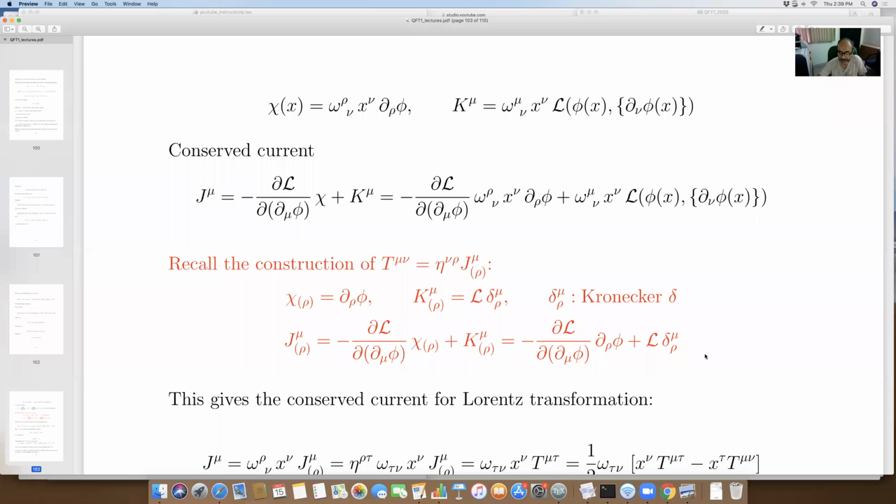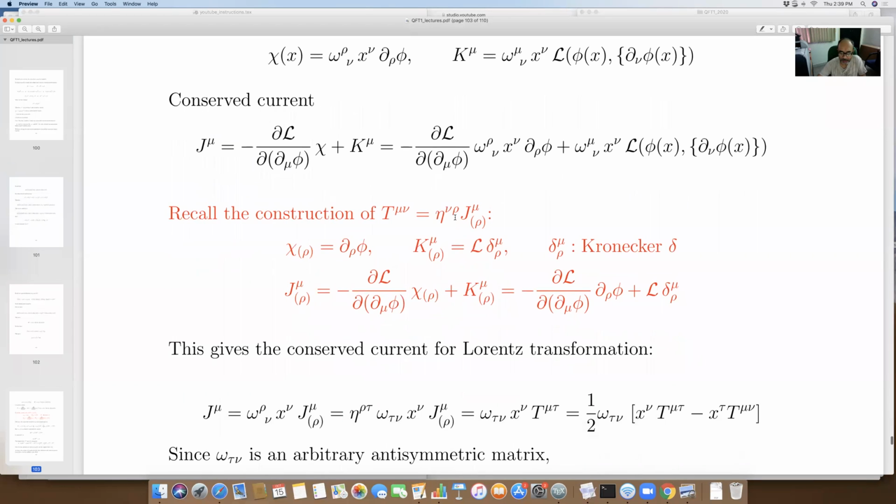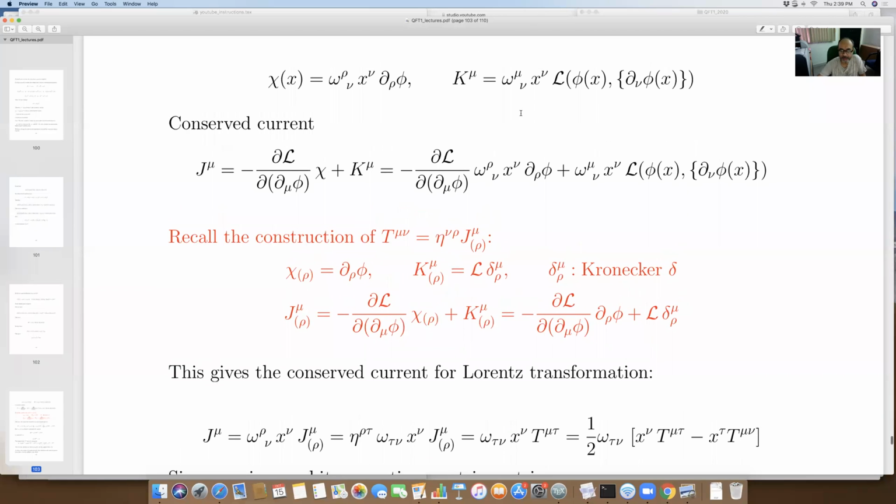So these are the two results that I had reviewed at the beginning of this lecture. For the energy momentum tensor, what we have found is the corresponding chi as del rho phi, corresponding k mu as L times delta mu rho, and the corresponding conserved current J mu rho, right? One for every rho, because you have 4 translations. The corresponding conserved current J mu rho was given by this, which for translation takes this form. So what we are going to do now is compare this with what appears here, this expression, to rewrite this in terms of energy momentum.